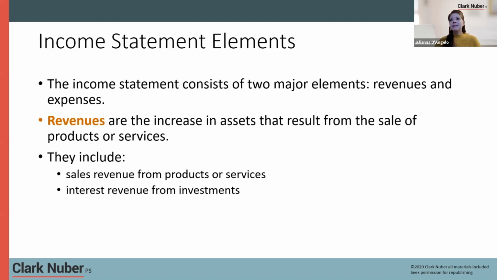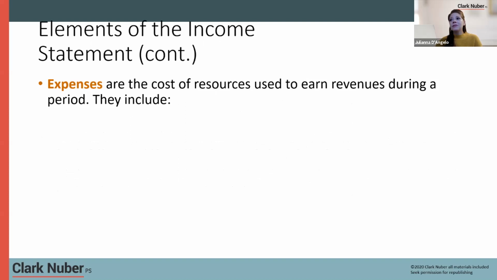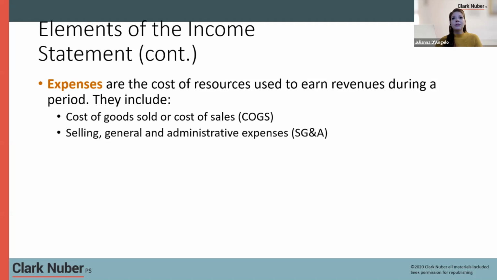The income statement consists of 2 major elements, revenue and expenses. Revenues are the increase in assets that result from the sale of a product or services, and they include sales revenue from products or services and interest revenue from investments. Expenses are the costs of resources used to earn revenues during a period, and they include cost of goods sold or cost of sales, selling, general and administrative expenses, research and development expense, and other expense.